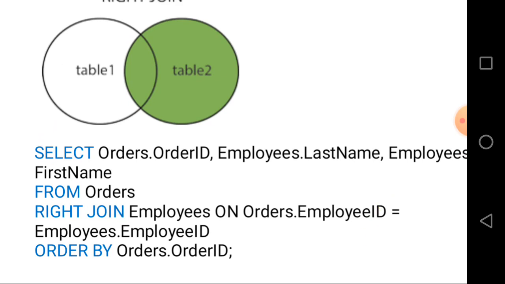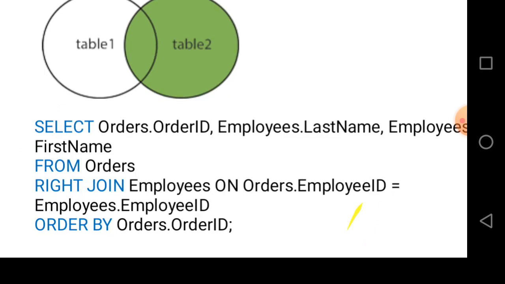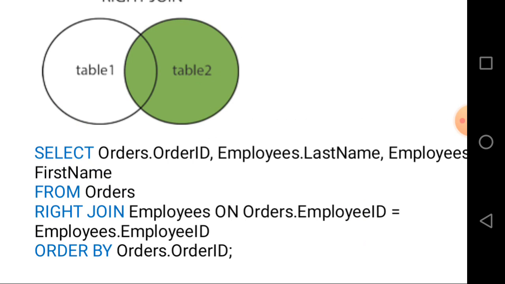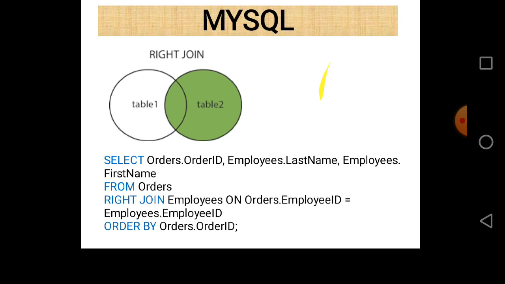And then write keyword FROM, and then table name 1, which is orders in this case, and then just write RIGHT JOIN, and then table name 2, which is employees, and after that keyword ON, and just write the condition. The condition is orders.employee_id is equal to employees.employee_id, and here employee_id is a common column name to both tables, orders as well as employees. And if you want to sort the data, then just write the ORDER BY clause. So this is right join.